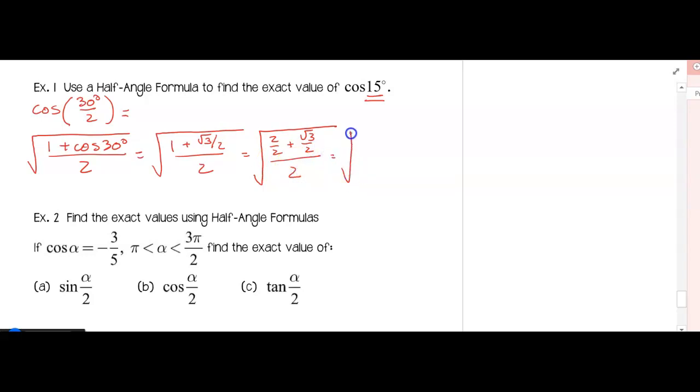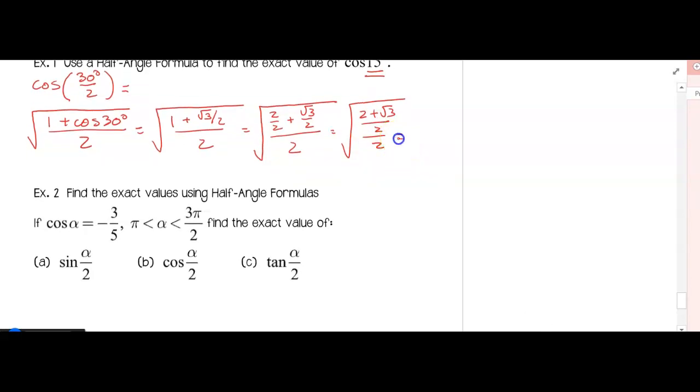So we get the square root of 2 plus root 3 over 2, divided by 2, which is going to give us the square root of 2 plus root 3 over 4, because this is really 2 over 1, so we'll multiply by the reciprocal. And then we get the square root of 2 plus root 3. The square root of 4 in the denominator is just 2.